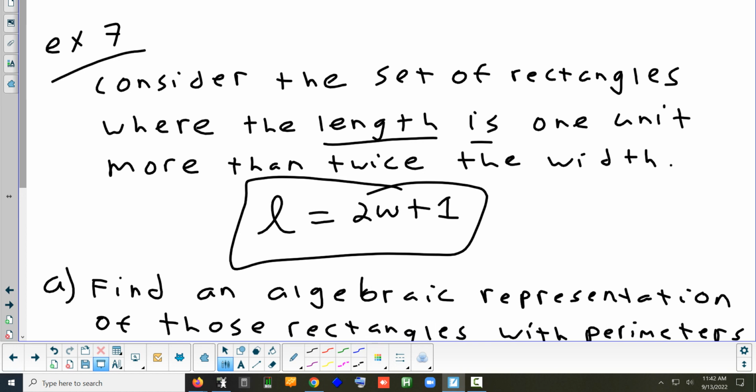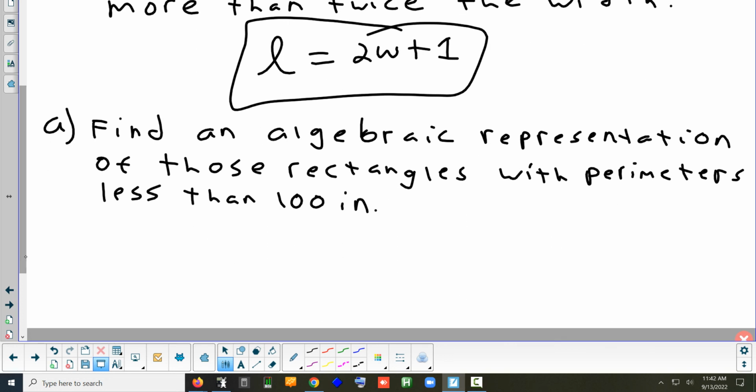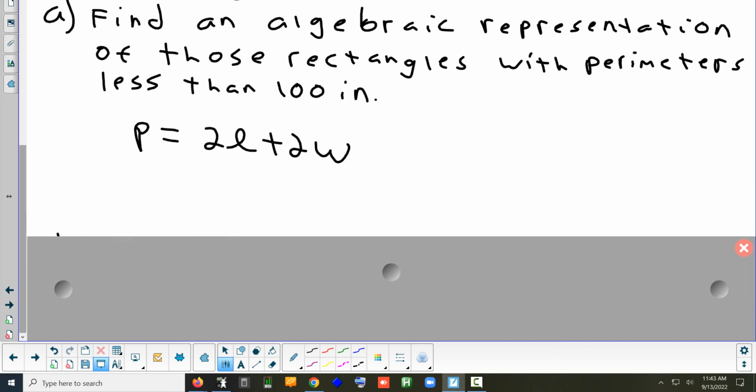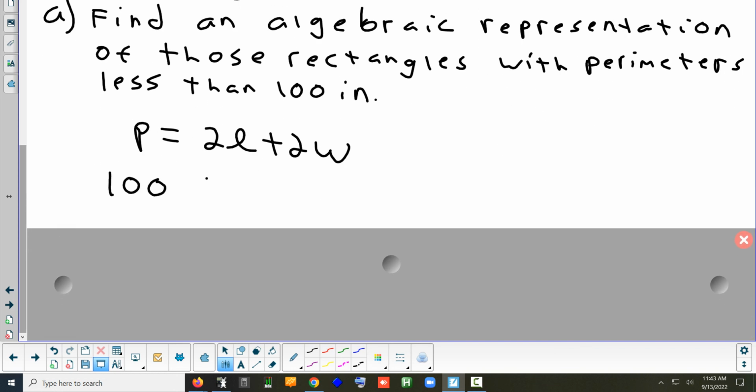I don't know if we're going to need that, but I'm guessing they told us it, so we will at some point. It says, find an algebraic representation of the rectangles with a perimeter of less than 100. So what's the formula for perimeter of a rectangle? 2L plus 2W. So fill in 100 for the perimeter. And now 2L plus 2W.